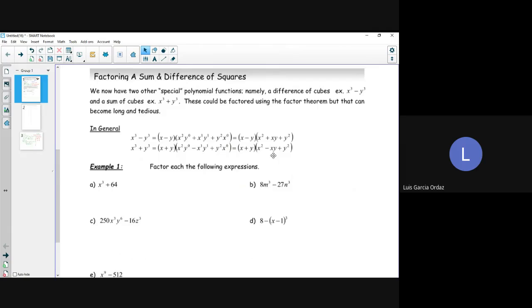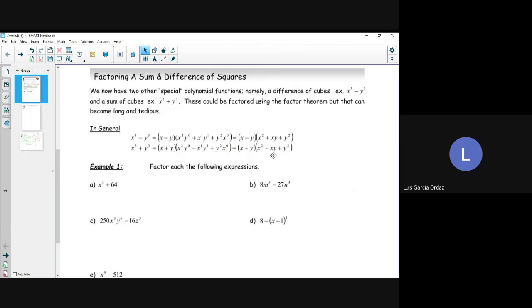Both of those terms, if they have a number, have to have a cubic root, so something that can be expressed to the power of 3. These could be factored using the factor theorem, but that can become long and tedious.